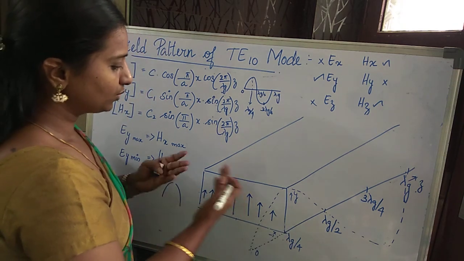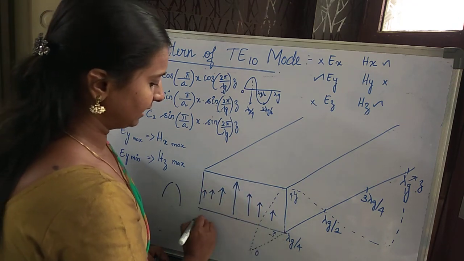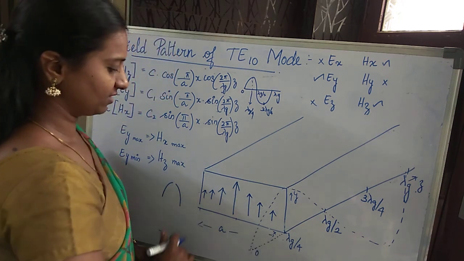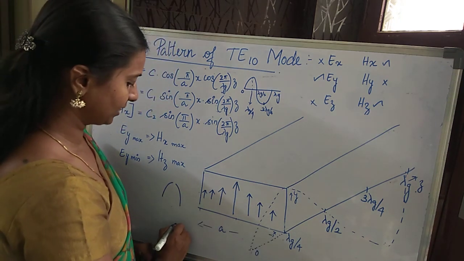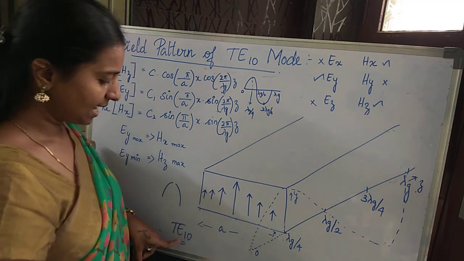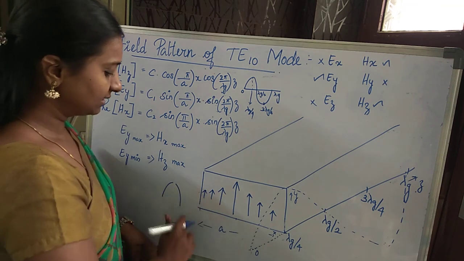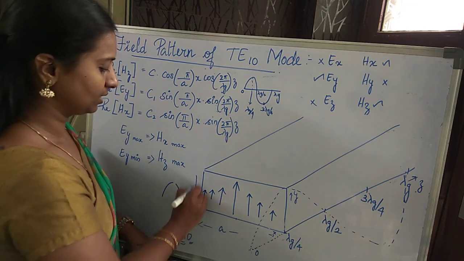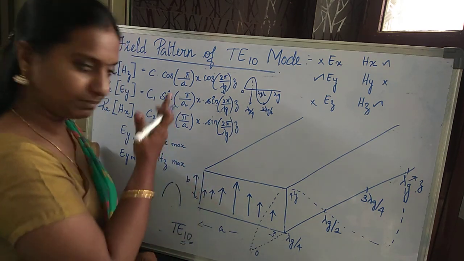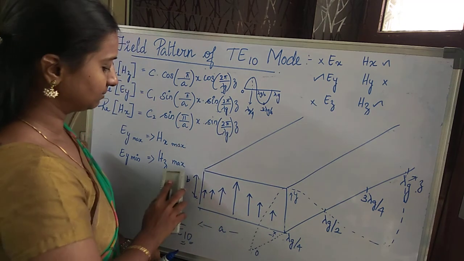So you can see that only one half wavelength is available in the A dimension. This is the A dimension, and only one half wavelength is available. Why? Because TE10 has only one half wavelength in the A dimension and there is no half wavelength in the B dimension. So I will not represent any form of wave in the B dimension at all. Only along the A dimension it is available.